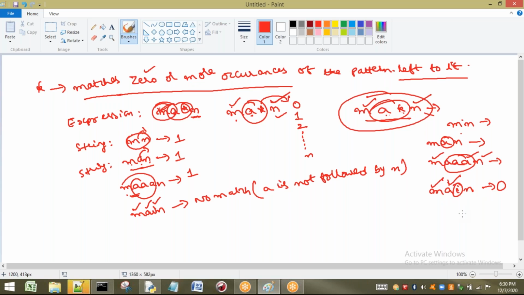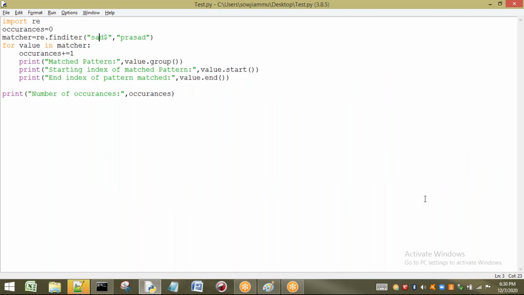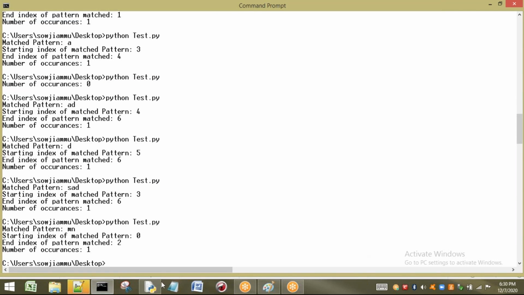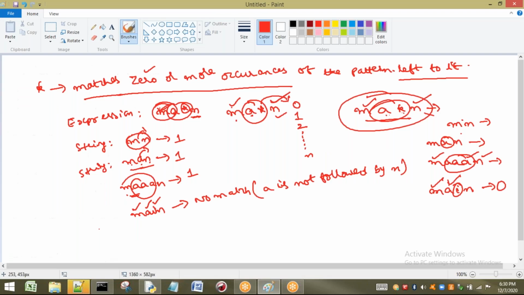Okay, I will show you the example here so that you get a clarity on this one. I am going to take MAN, and for this I am going to take star. First time I will take MN. So see the output here. You can observe one match is there. That is nothing but MN.